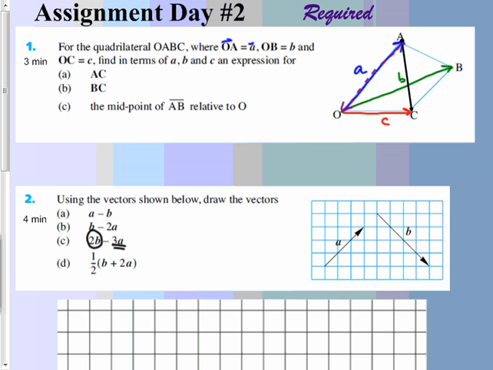Remember, adding A and B was really easy. There. And then the resultant was like here. But subtracting them is very similar. Instead of adding it, you just go the opposite direction. And the resultant will be up here.